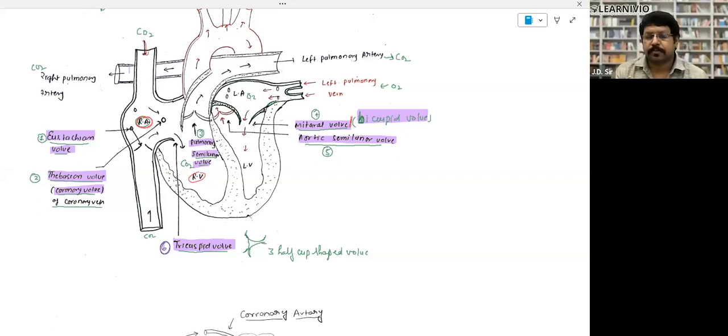Please note down. Next one, pulmonary semilunar valve. Pulmonary semilunar valve prevents backflow from lungs to right ventricle.